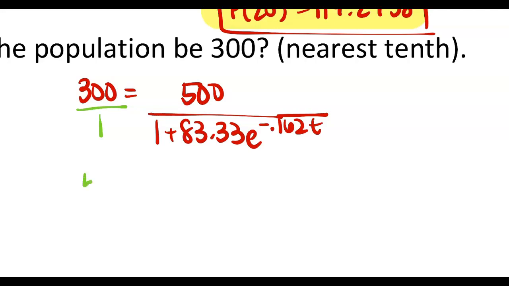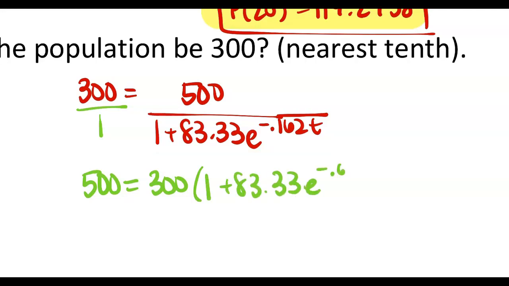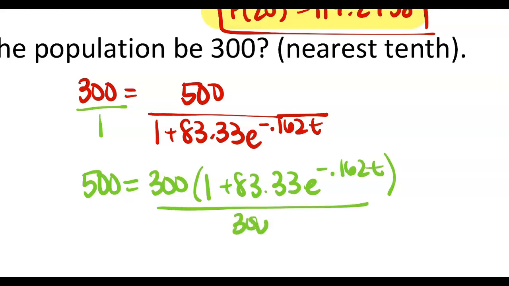From here, I'm going to cross multiply. So we're going to make this 1 times 500 is just 500. 300 times all of this is going to stay 300 times all of this. I'm not distributing that. And please do not distribute this. 0.162 t. Okay, if I want to solve it from here, I'm going to divide both sides by 300.